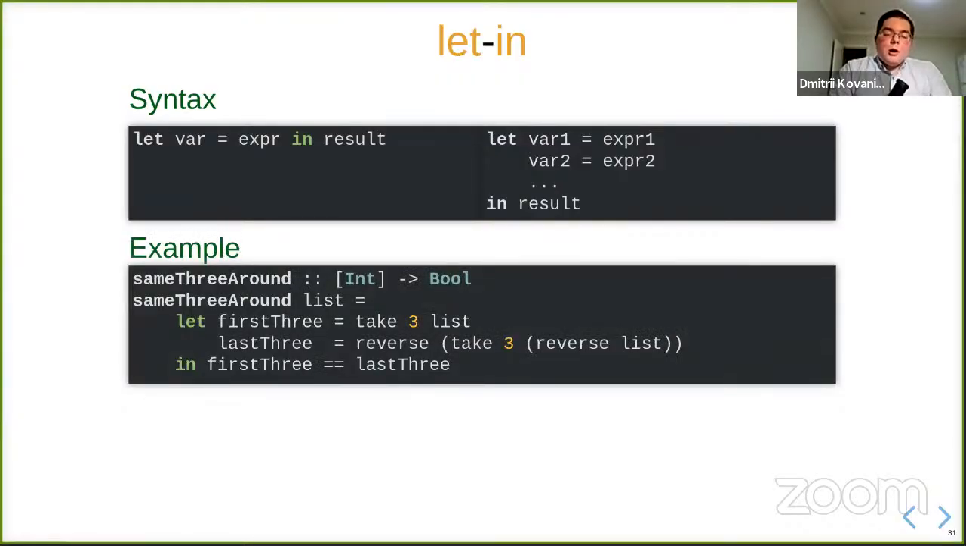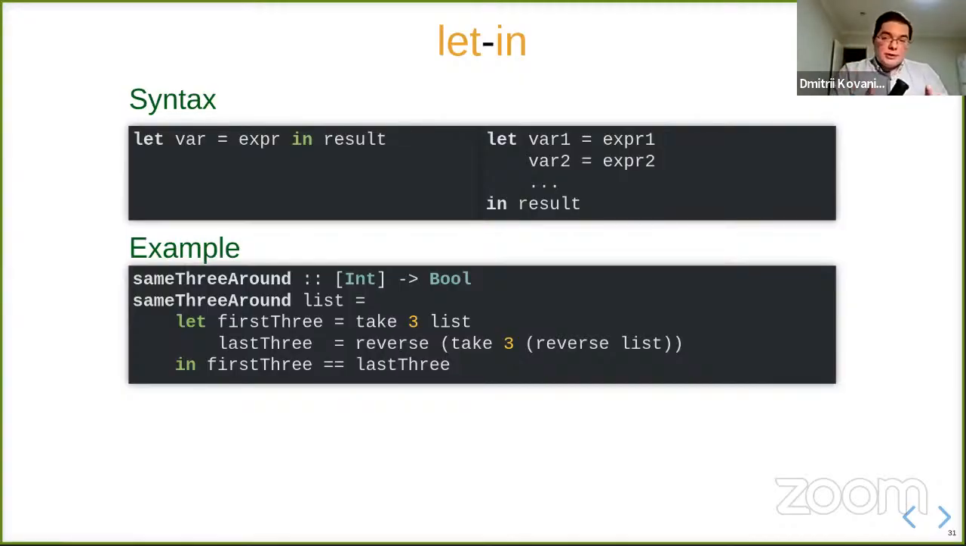Let's write a function that takes a list and returns true if the first 3 elements of the list are equal to the last 3 elements of the list. So we specify that its type is list of ints, int put in square brackets. We name the list list and we create the variable first3, which is just the first 3 elements of the list. Okay, it's easy. We have the function take, which takes the first elements of the list. We assign to first3 the result of applying the function take 3 to the list. But how to take the last 3 elements of the list?